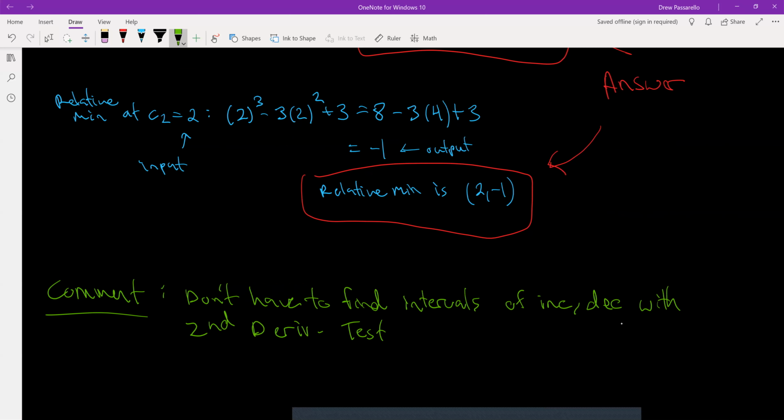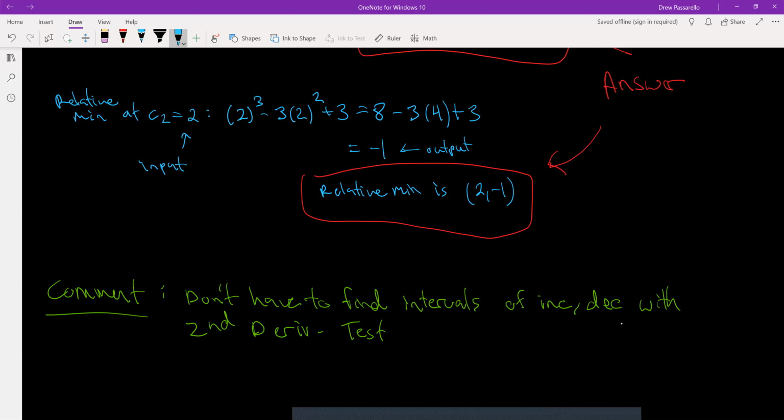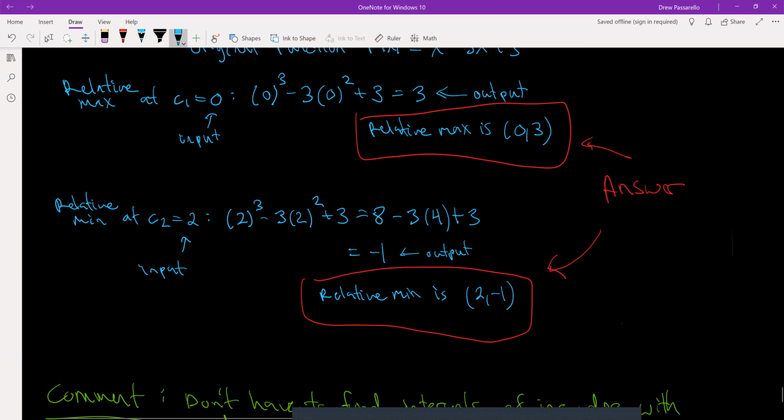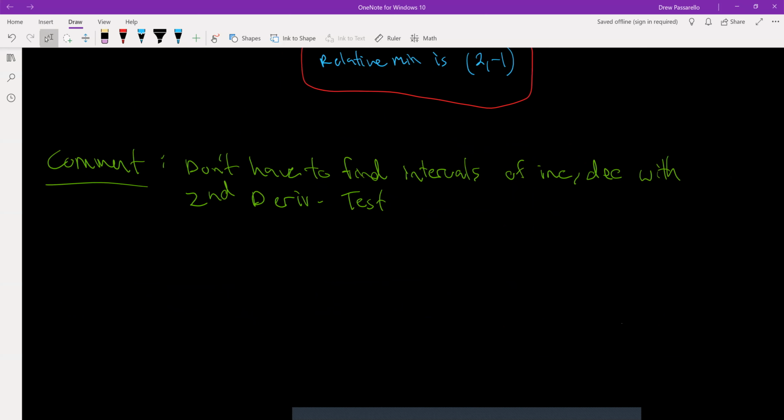Right, so the first derivative test, you would have to find the increasing, decreasing intervals. And that involves having to pick a test value from each interval. So to me, it seems like more steps when you do the first derivative test. But they both give you the same kind of results. It tells you what's the relative min or max. All right, so that's that problem.